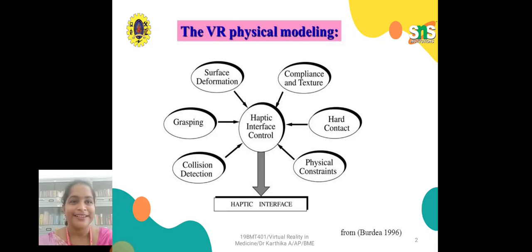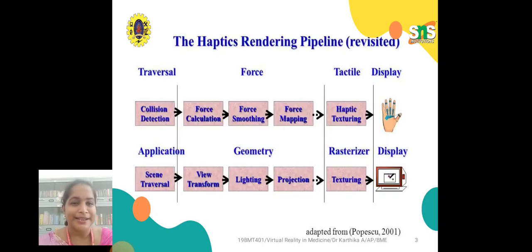See here, the haptics rendering pipeline. For better understanding, I have taken this haptics rendering pipeline. Here I have traversal, force, tactile and display. In the part 2, we have application, geometry, rasterizer and display. The first thing, in traversal part, we have collision detection. In force part, we have force calculation, force smoothing and force mapping. And in tactile part, we have haptic texturing. And finally, we have display.